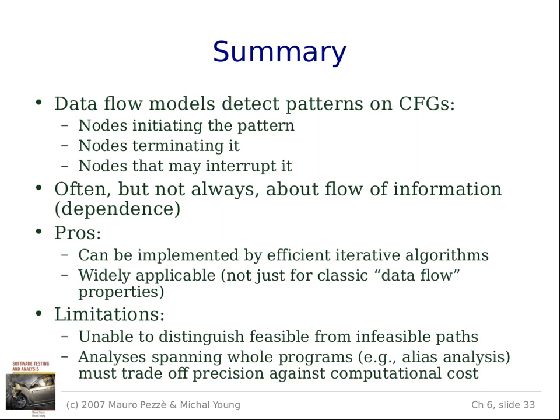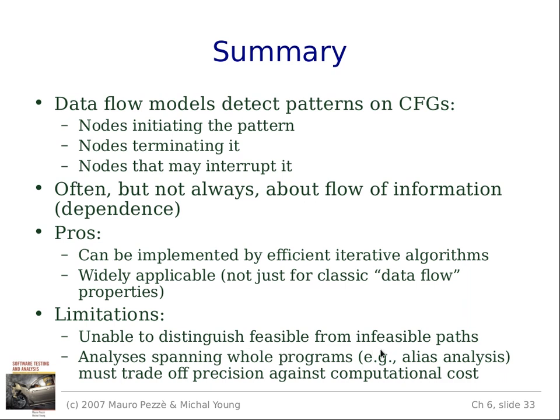Quick summary. Data flow models detect patterns in your control flow graphs: nodes initiating the pattern, when it terminates, when it changes. Often but not always about flow information. Dependencies are really helpful for static code analysis, so you can figure out things like SQL injection or other aliasing issues as well. It can be implemented by efficient iterative algorithms, so a lot of these code analyzers are actually fairly quick. They don't take that long to do the analysis. It's widely applicable, like with those static code analyzers I showed earlier.